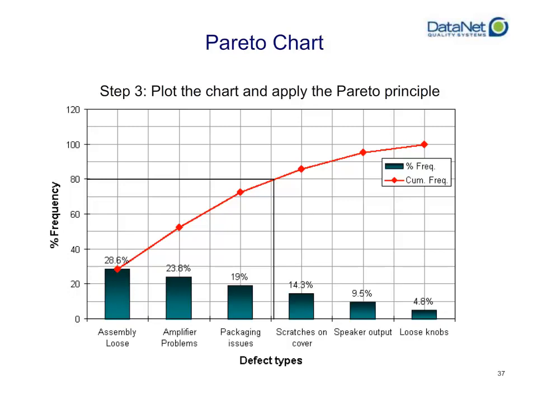The next thing you need to do is you want to plot a bar chart for each one of the different defect types, starting with the highest and moving on to the lowest. So the first one's assembly loose, then you want amplifier problems, then packaging issues, then scratches on the cover, then the speaker output, and then the loose knobs.